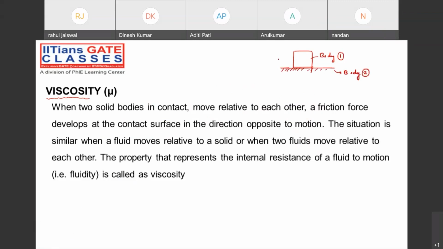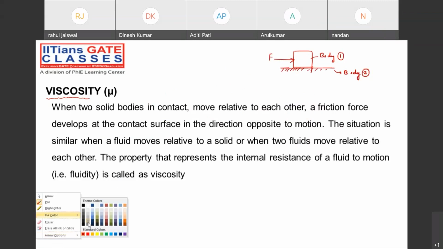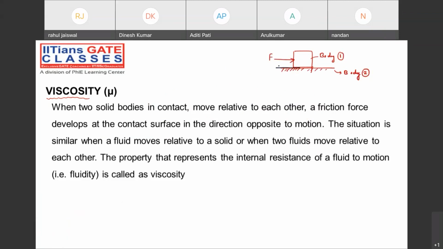When I move the block by applying some force, what will happen? There might be some kind of roughness on body number 2. Because of the roughness, there might be friction forces acting. Yes or no, guys? There might be friction forces acting in the opposite direction, and that will oppose the motion of body number 1.